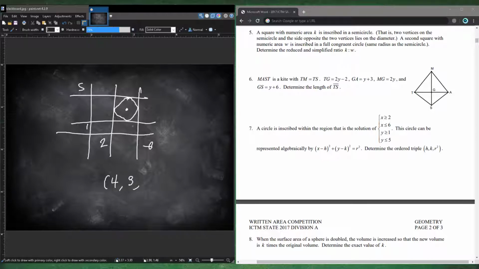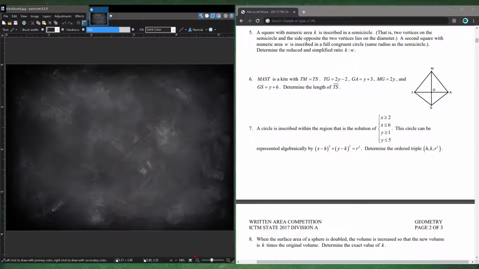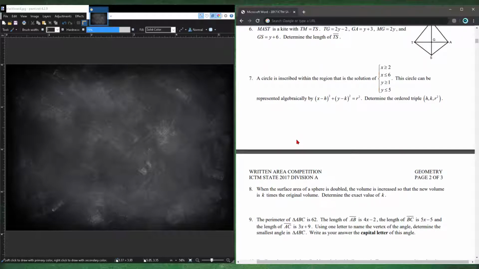Now our r is our radius. So our radius, if you go from 2 to 4, that's a difference of 4. So that means our diameter is 4. A diameter is twice our radius, so 4 divided by 2 is our radius, which is 2. So if our radius is 2, that means r squared is just 2 squared. So 2 squared is 4. And that is your answer for number 7. Pretty simple. Okay, that's just the definition of writing the Cartesian version of a circle.